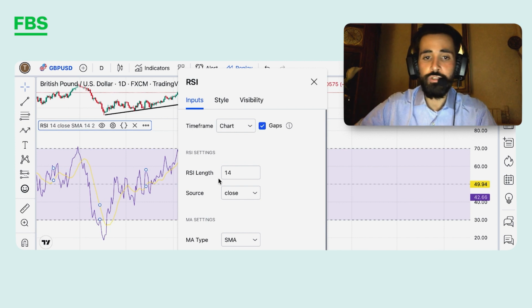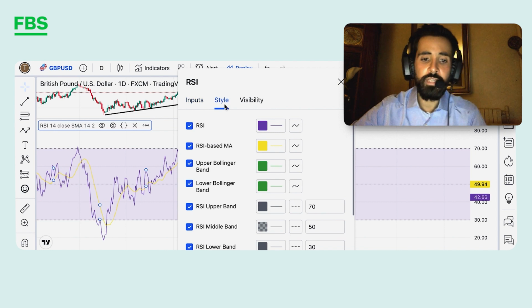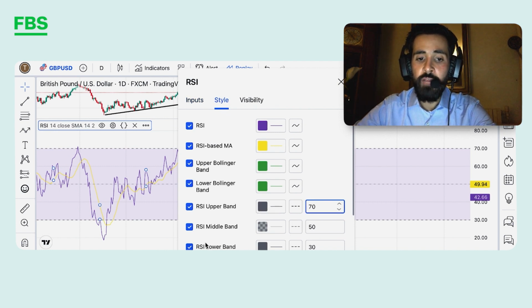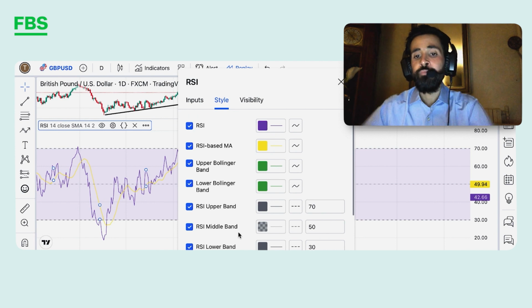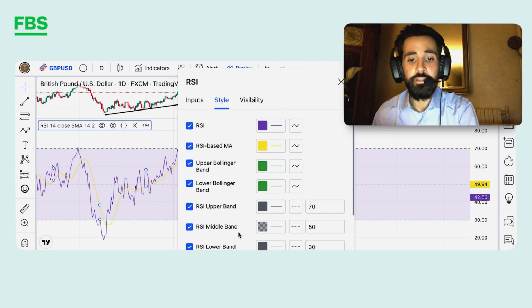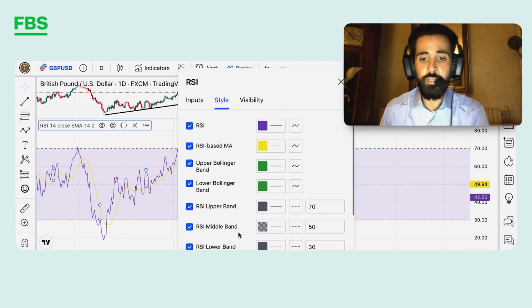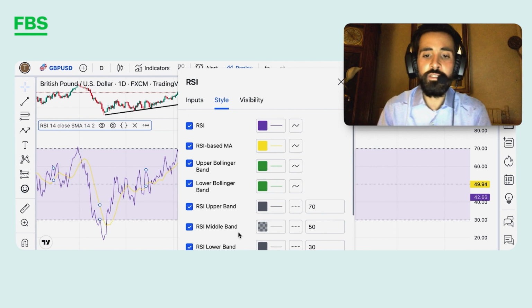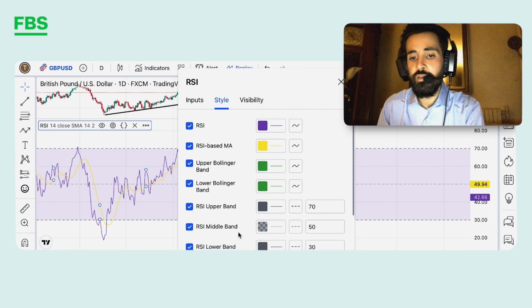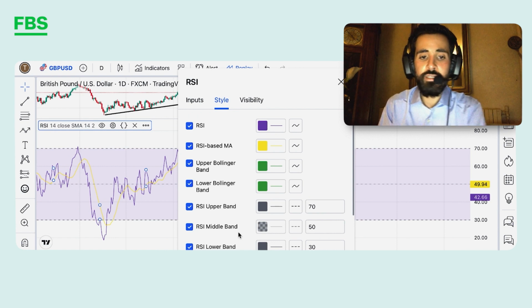Now you can put it whatever you like, but I honestly recommend that you keep it into its default settings. And as we go into the style tab, we're going to see the RSI upper band is set to 70 and the RSI lower band is set to 30. Now those are your overbought and oversold regions. Now 70-30 is by default, but you can of course put it into 80-20 or 90-10, but I honestly recommend sticking to a 70-30 overbought, oversold, or 80-20.